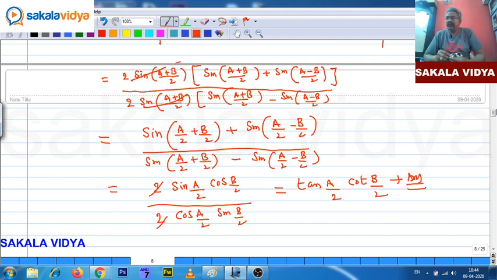Shortcut means you can put A is equal to B is equal to 0. You will get it. You will try, Behara. Put A is equal to B is equal to 0 and verify the options also. If two options satisfy, then change the angles. So, that is the shortcut.